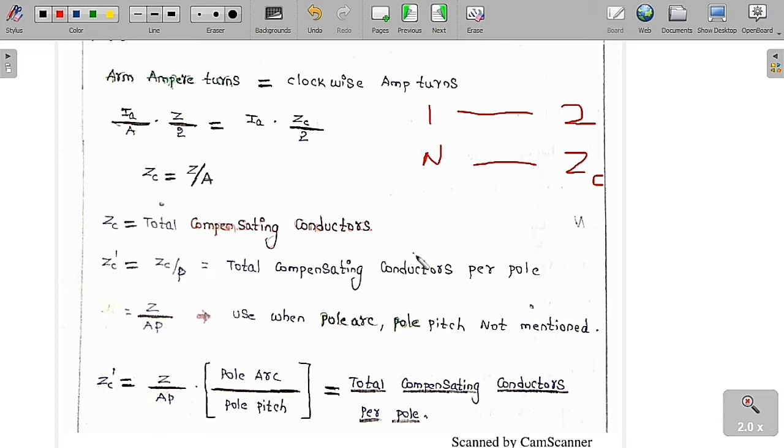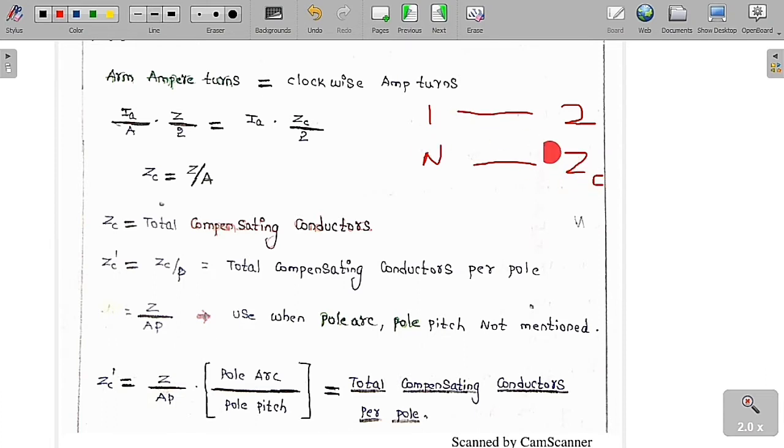Armature ampere turns is equal to the compensating ampere turns, the compensating winding ampere turns. In each parallel path the current is Ia by A, and the number of turns is Z by 2, because half of the turns will have Ia by A, which is Z by 2. This is equal to the current in the compensating winding, Ia, into the number of turns. I have already told you one turn will have two conductors, so the number of turns of compensating winding will have Zc conductors.